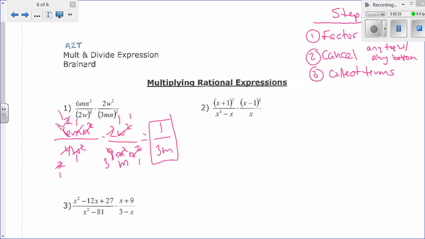For number 2, I need to factor and cancel. So the very first step is to look at the fact that I have a squared, and remember that that means write it twice. So this becomes x plus 1 times x plus 1 over, if I look at my denominator, I have a GCF of x, and then I'm left with x squared minus 1. However, we know that that is a difference of two perfect squares. So I'm just going to write it as x on the outside, x plus 1, x minus 1.